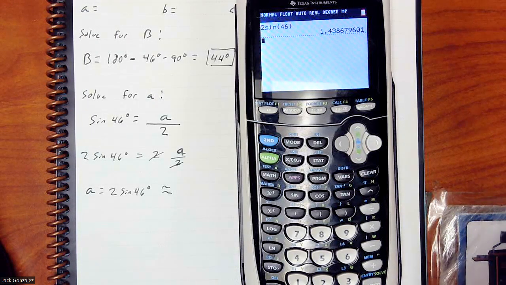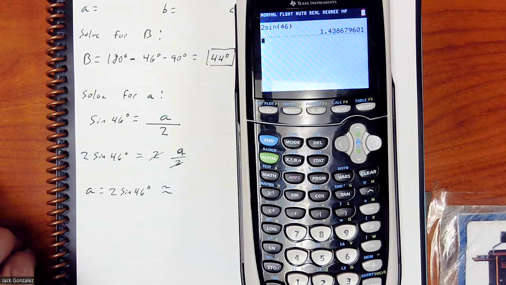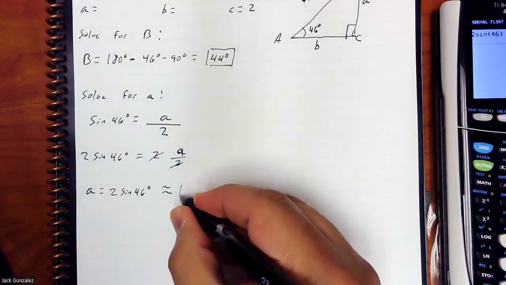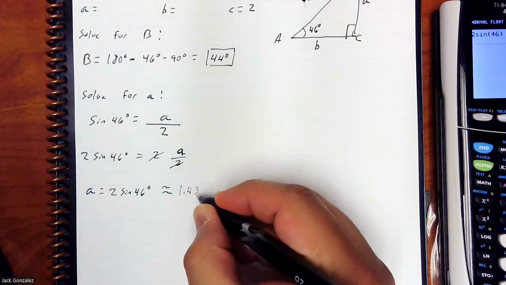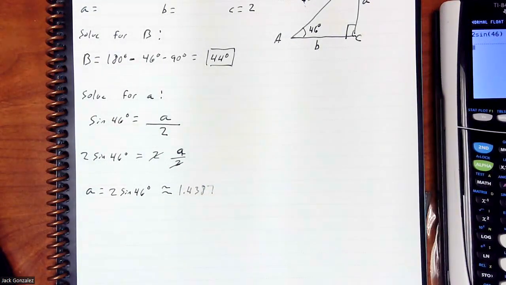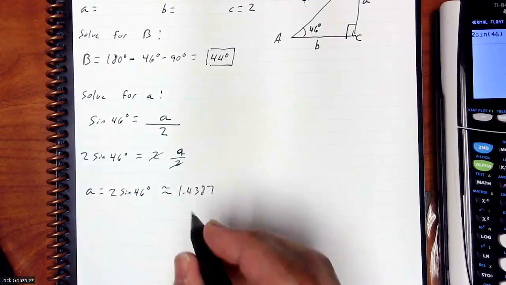So about 1.44. I don't know what they asked us to round to. I forgot what the question said. 1.4387. Around 4 decimal places for no reason, just because. I'm pretty sure they tell you 2 or 3 in the homework. Okay. So we got A. Now we need to solve for B.